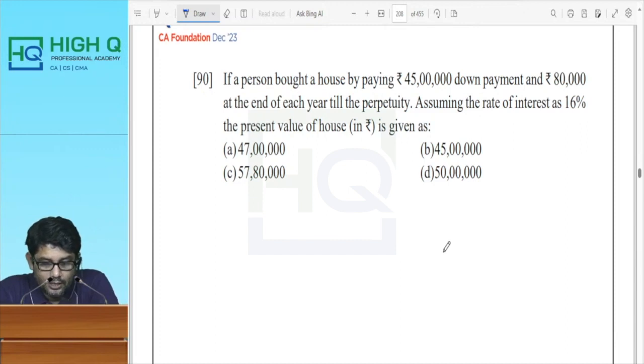Now, a person bought a house by paying 45 lakhs down payment and 80,000 at the end of each year.